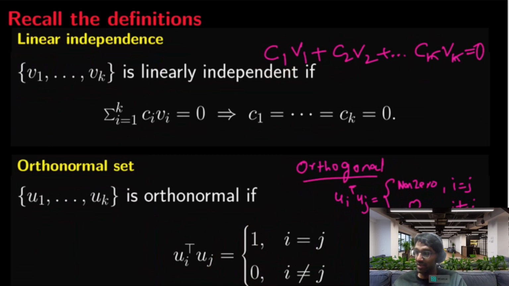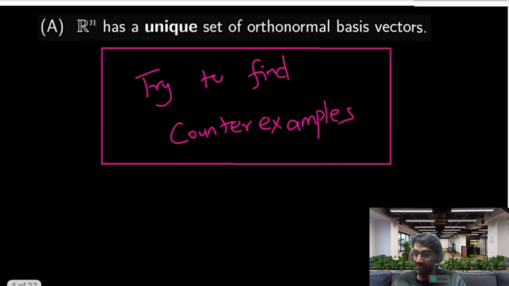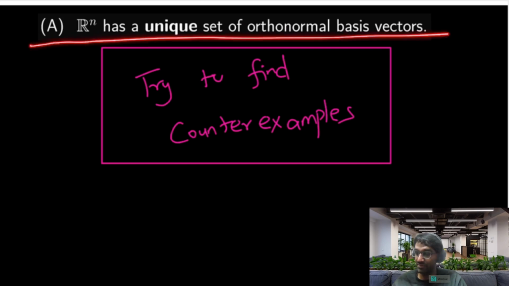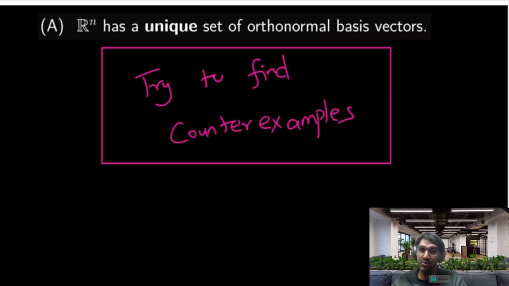Okay, so let's see options each one by one. Option A, Rn has a unique set of orthonormal basis vectors. Now this is the statement which has been given. So generally the easiest way to solve in these scenarios is that we first try to find counterexamples. If we are able to find any counterexample, we can say that this statement is false. And if we are not able to do that, then we delve into other methods.